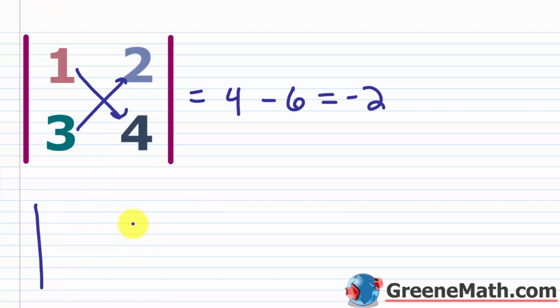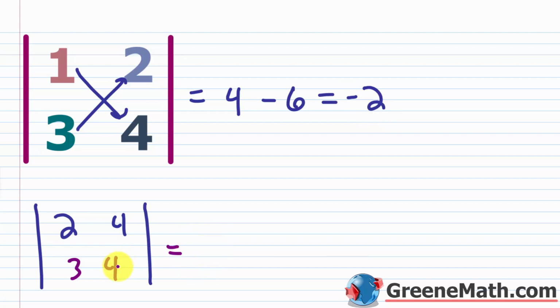Let's say that I multiplied row 1 here by positive 2. So instead of 1, I have 2. Instead of 2, I have 4. Okay, and I'm just doing this to row 1. Row 2 will be unchanged. So that's going to be a 3 and a 4. So the effect it's going to have is it's going to change this by a factor of 2. So I can just take negative 2, the old determinant, multiply by 2 to get the new determinant. So this guy will be equal to negative 4.